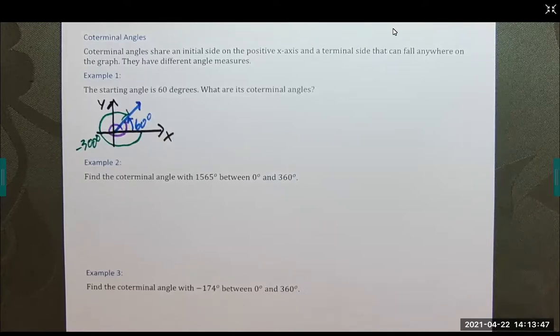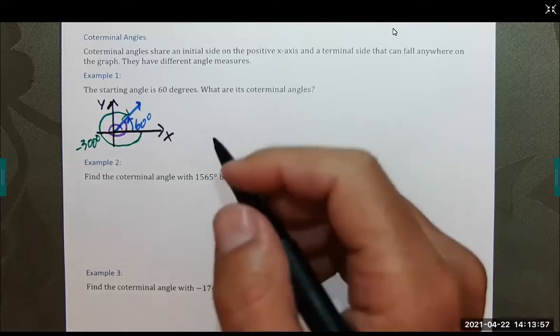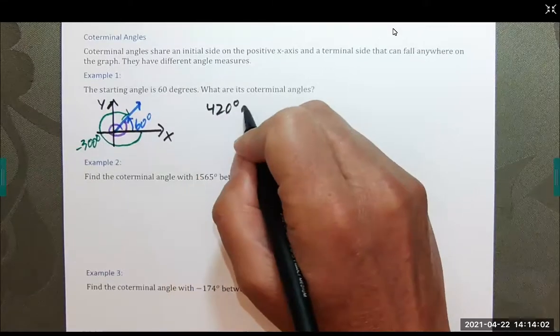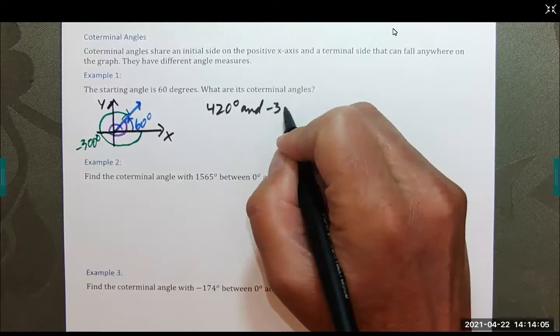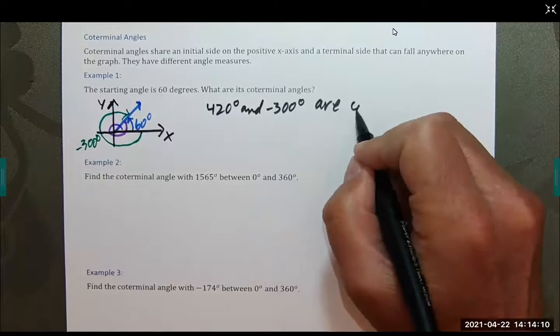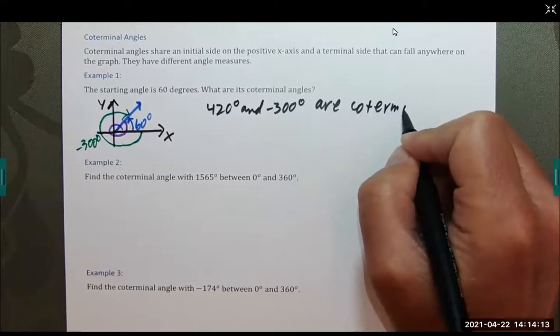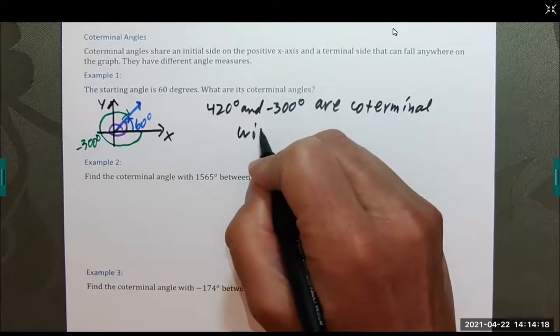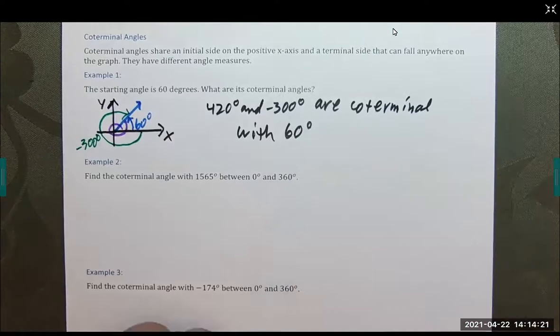So you could go around 2 times, you could go around 3 times, you could go negative around once and then go back. So there's actually an infinite number of coterminal angles. But as an example, we would say that 420 degrees and negative 300 degrees are coterminal with 60 degrees. And again, those aren't the only ones. There are many, many angles that are there. You can go around as many times as you need to.